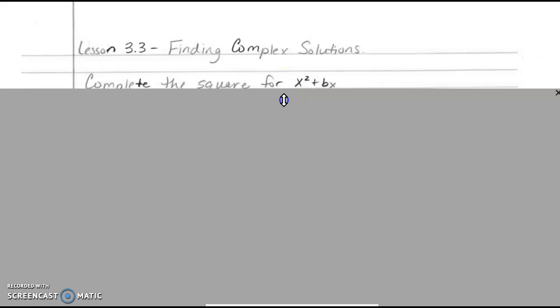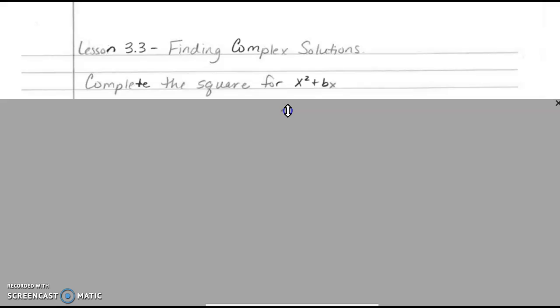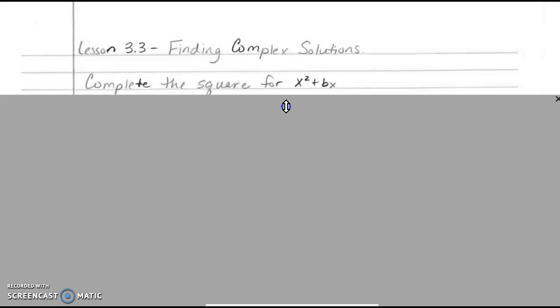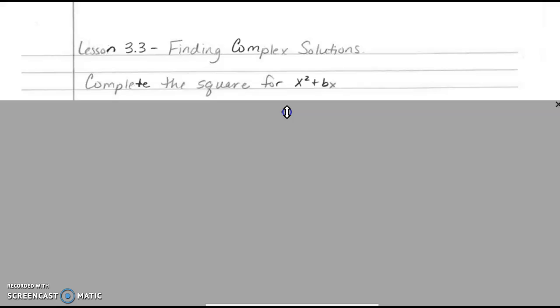Okay, so we're going to talk about completing the square for just a polynomial before we talk about using it as a method to solve an equation. So there's a process first. Today we're just going to talk about how to complete the square and then write the trinomial as a binomial squared. And then tomorrow we're going to talk about how to use that in solving quadratic equations.